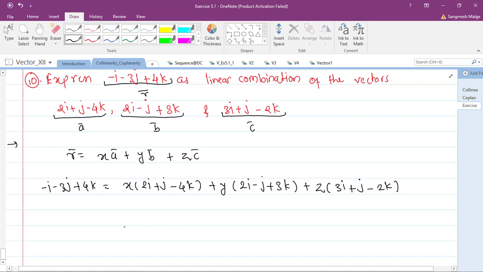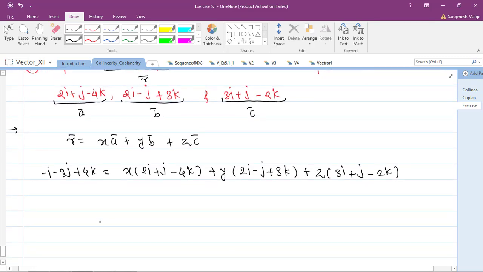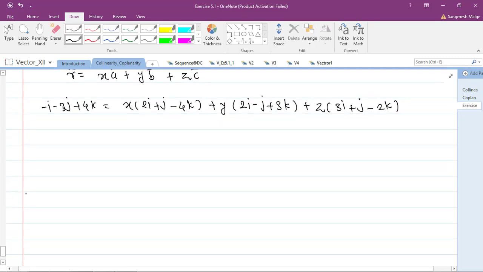Okay, so the vectors are the same, so equate the coefficients of i, j and k. I think in each and every question we are getting this concept, equating the coefficients of i, j, k. So what is the coefficient here? We have minus 1 is equals to 2x plus 2y and plus 3z, equation number 1.